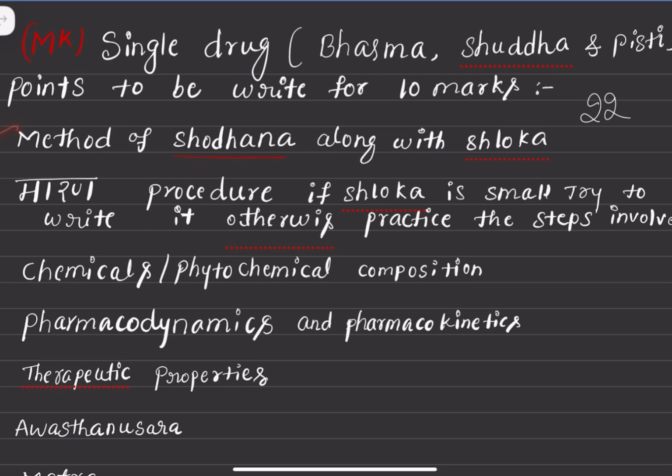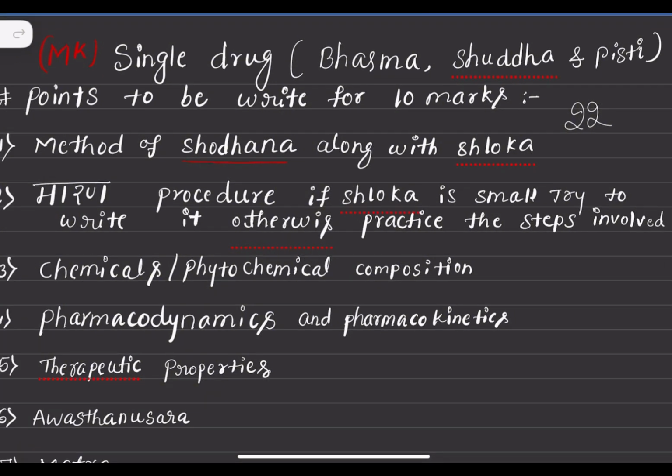The first point is the method of shodhana along with shloka. We should write the method of shodhana of any bhasma. For example, if you take abhraka bhasma, what is the method of shodhana? Abhraka is heated red hot and dipped in kanji, gomutra, triphala kwatha or godugdha, any one of these drugs. We dip the abhraka respectively, and this is done 7 times. It is the procedure.